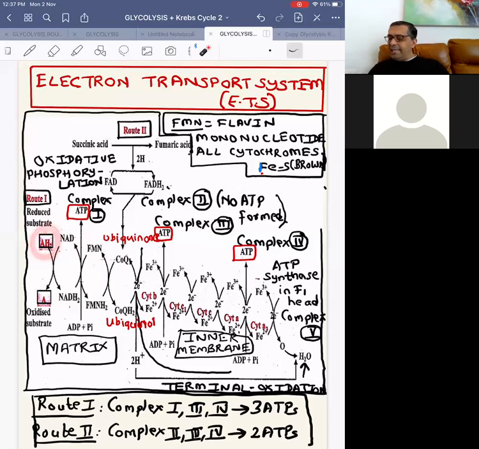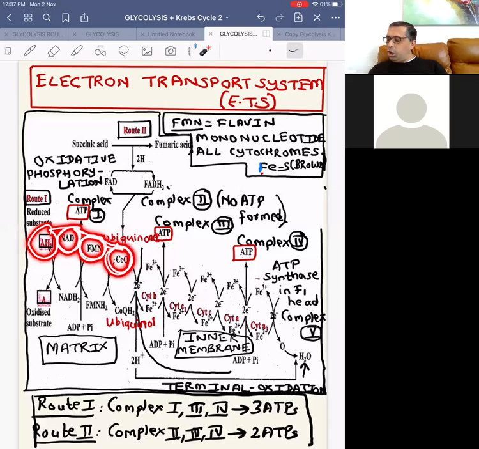Who was the first acceptor of hydrogen? NAD, to become NADH2. From NADH2, where did it go? FMN, to become FMNH2. From FMN, where did it go? Coenzyme Q, to become coenzyme QH2. So hydrogen has been passed 4 times: from substrate to NAD, from NAD to FMN, from FMN to coenzyme Q.